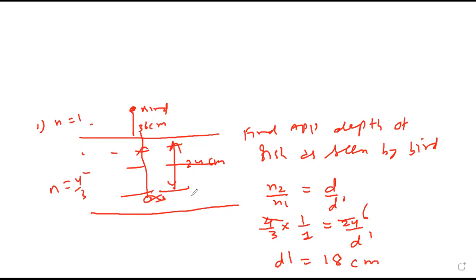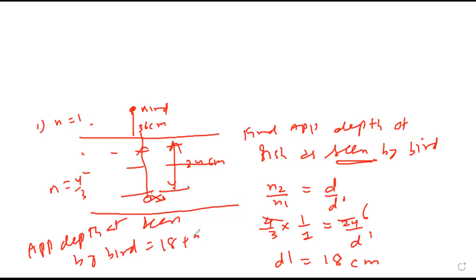But the correct answer is not 18, because from the bird we want the apparent depth as seen by the bird. The bird itself is at 36 centimeter. So the apparent depth as seen by the bird will be 18 plus its own distance 36, so it will be 54 centimeter. The only mistake possibility is that we don't add the distance of the observer. The observer is at 36 and the fish appears to be raised up to 18, so total is 54. Solve the first sum.